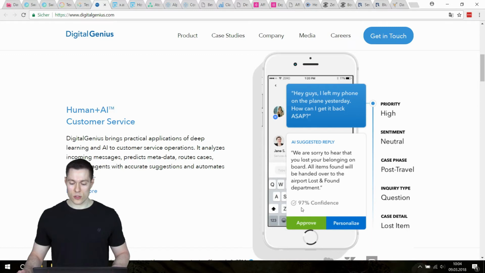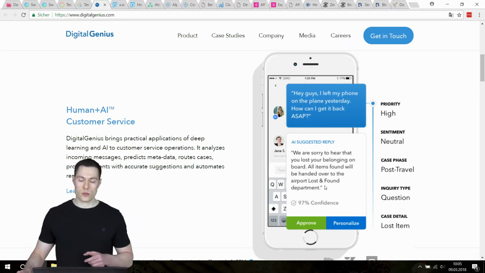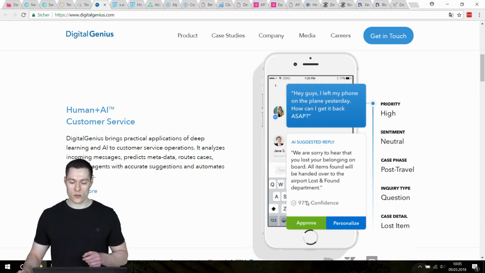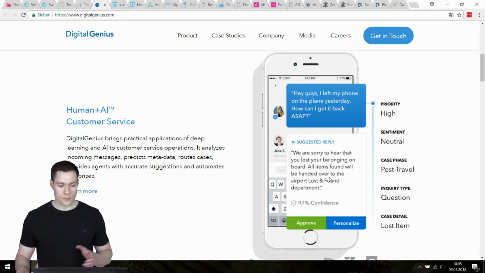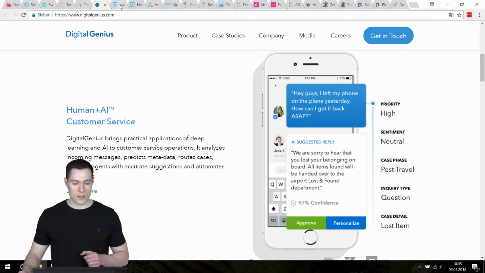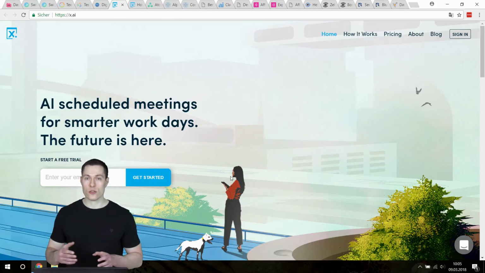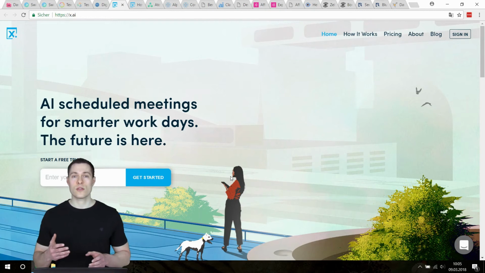And the chatbot also calculates a percentage which shows how confident it is that this response is an appropriate response. And here the customer service rep can also set a threshold above which the chatbot then automatically responds to requests. So for example, if you would set the threshold here to 95%, then this particular response would have been sent automatically. So that's DigitalGenius.